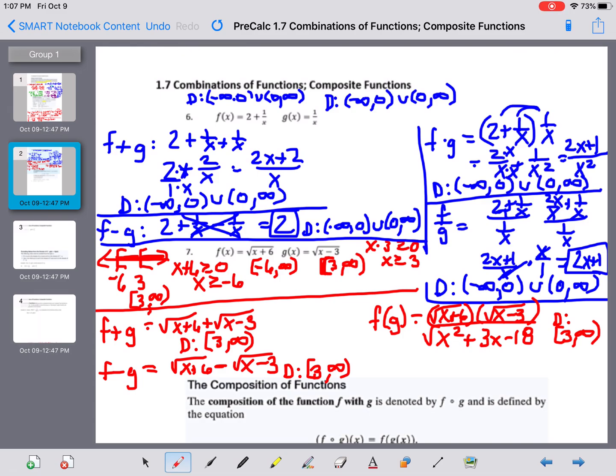Okay, anything smaller than 3, and I could get a negative in there. All right, last one, f divided by g. I get the square root of x plus 6 divided by the square root of x minus 3. Okay, so just a quick reminder on these domains.